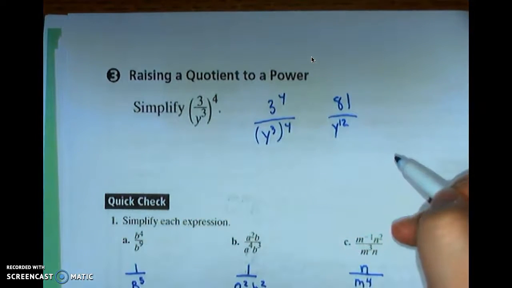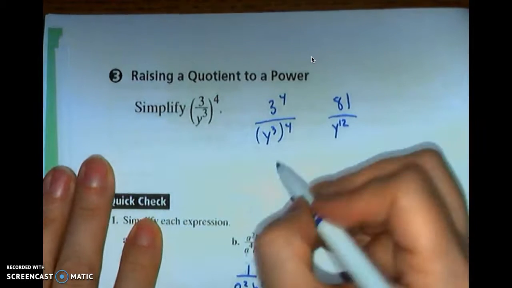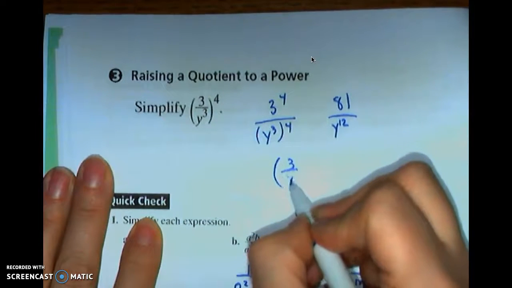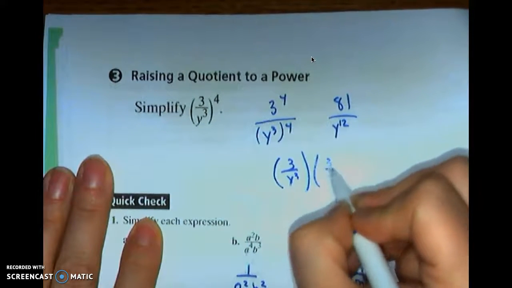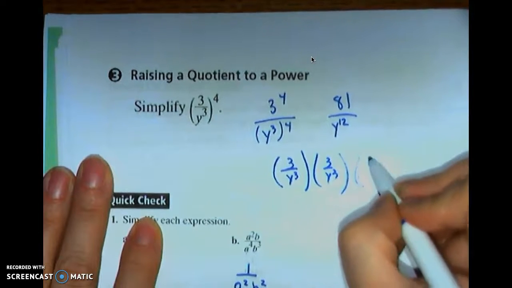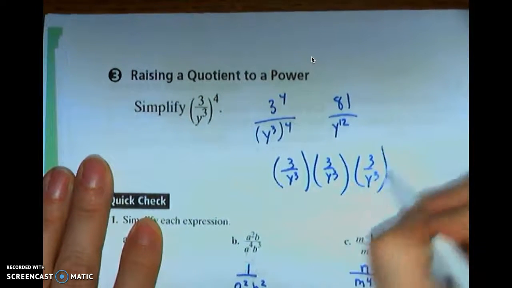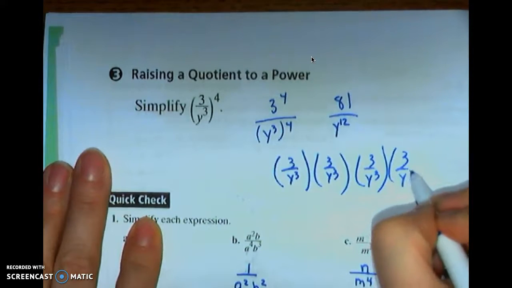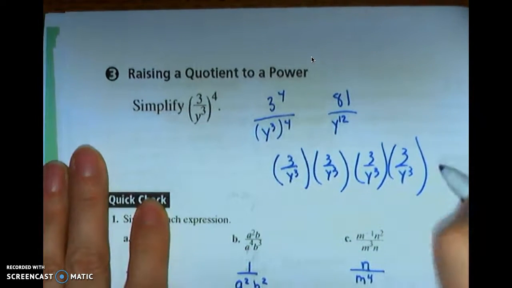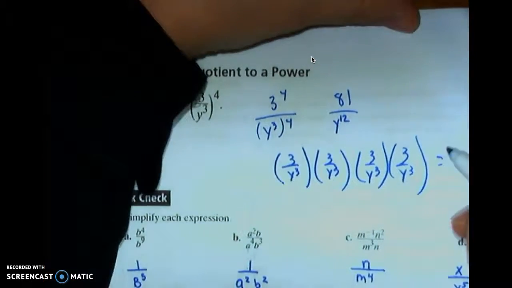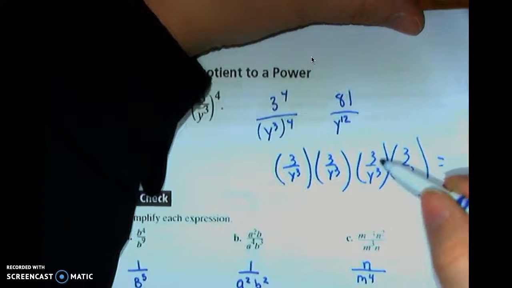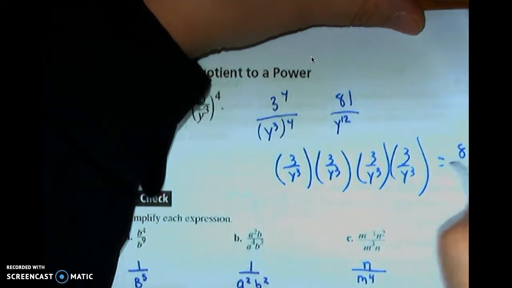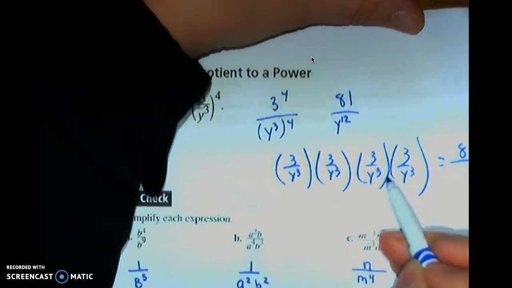Again, when in doubt, write it out. 3 over y to the 3rd times 3 over y to the 3rd times 3 over y to the 3rd times 3 over y to the 3rd. How many 3's do I have in my numerator? 4. 3 times 3 times 3 times 3 is still 81. 3, 6, 9, 12.